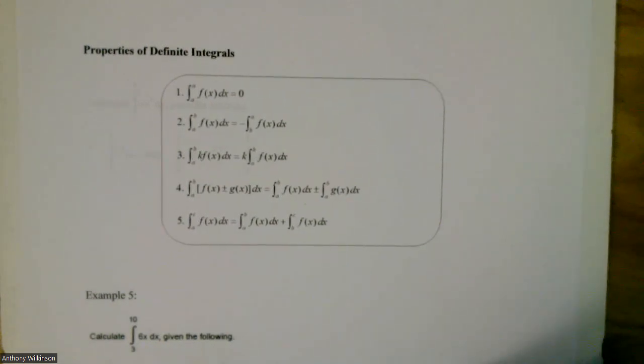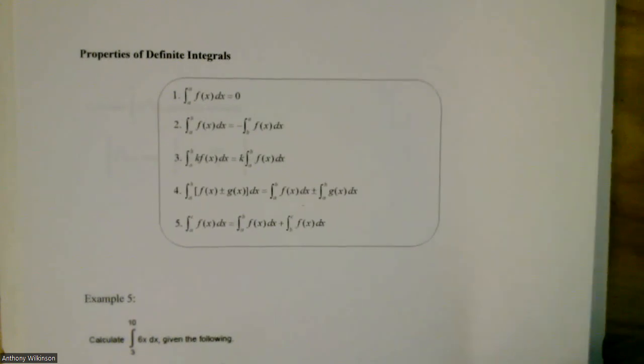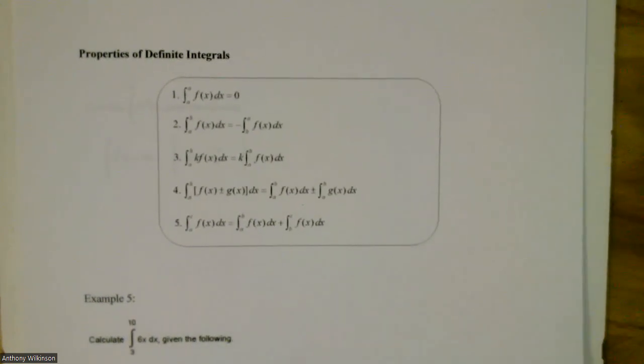So here we're going to be applying some of these properties of definite integrals to these examples. Like this one, example 5. Here I want to calculate the integral from 3 to 10 of 6x dx. And let's say we are given the following. That the integral from 3 to 10 of x dx will be 45.5.